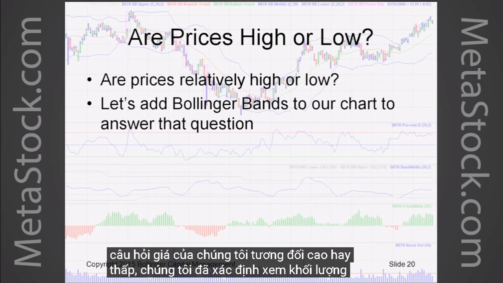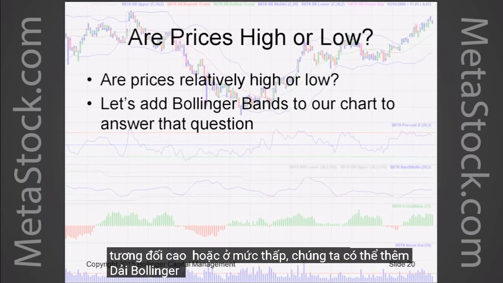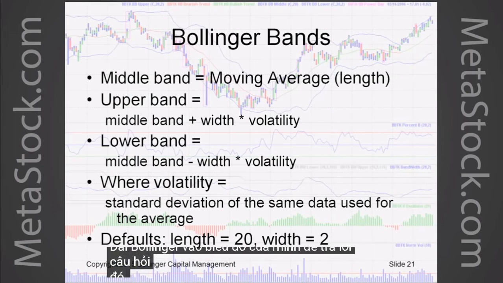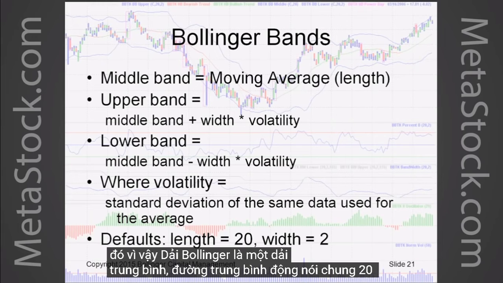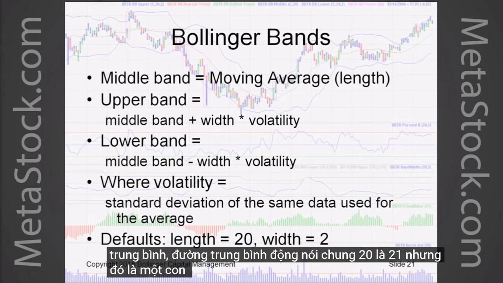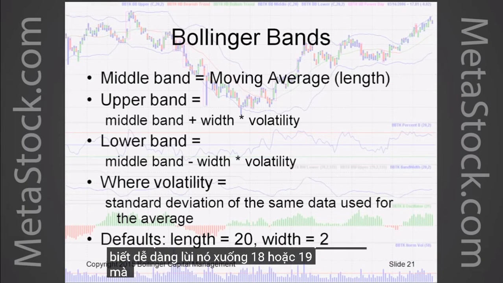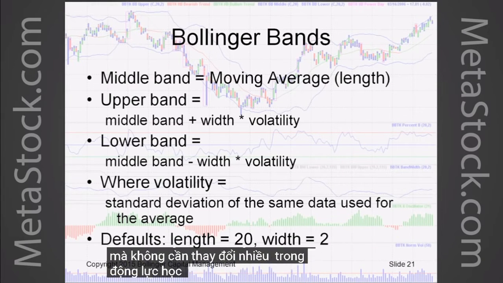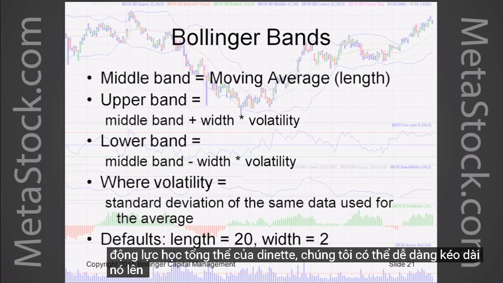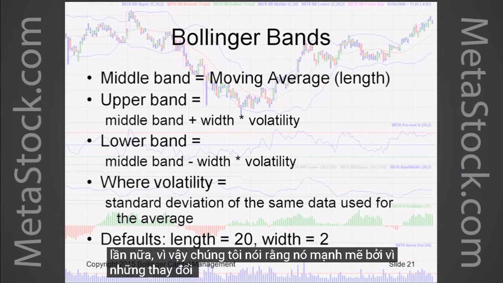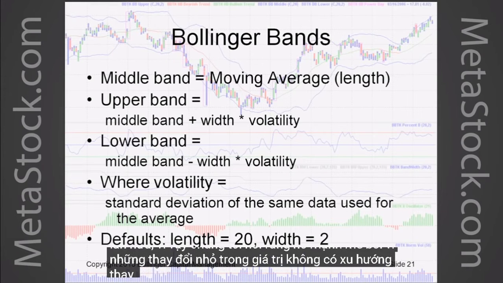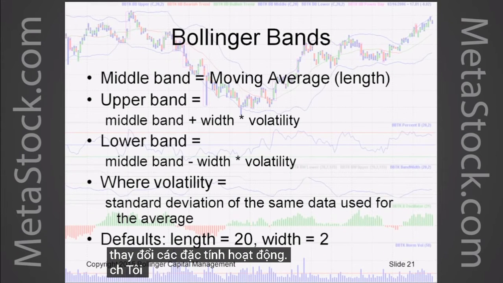We've determined whether volume's relatively high or low. We can add Bollinger Bands to our chart to answer that question. So Bollinger Bands are a middle band, the moving average, generally 20 or 21, but that's a very robust number. We can easily back it down to 18 or 19 without much change in the overall dynamics. We can easily lengthen it up to 21 or 22 without much change again. So we say it's robust because small changes in values don't tend to change the operational characteristics very much.